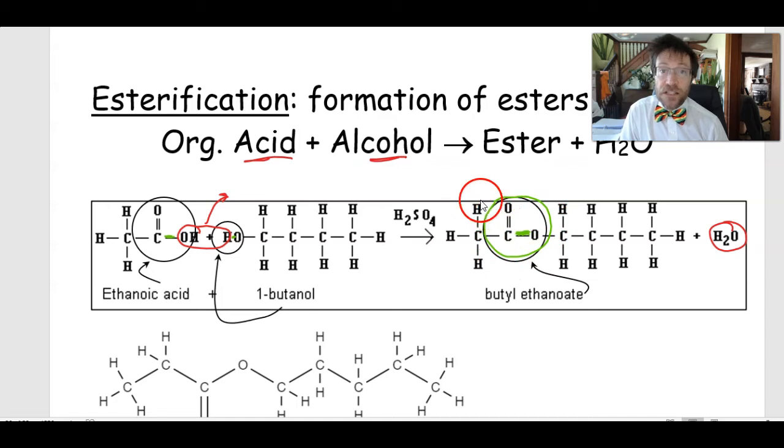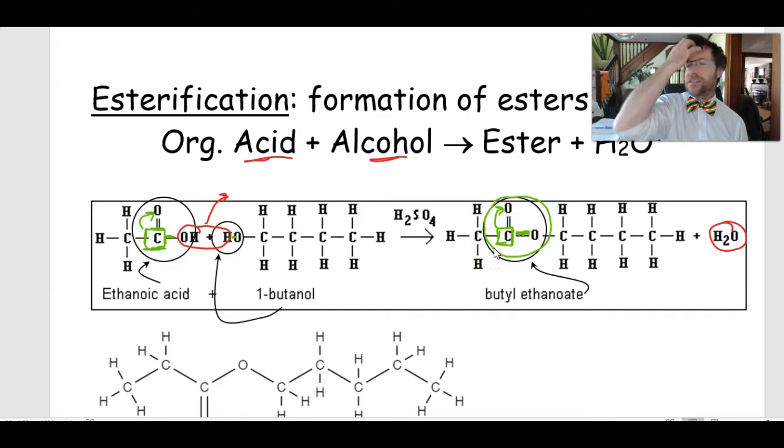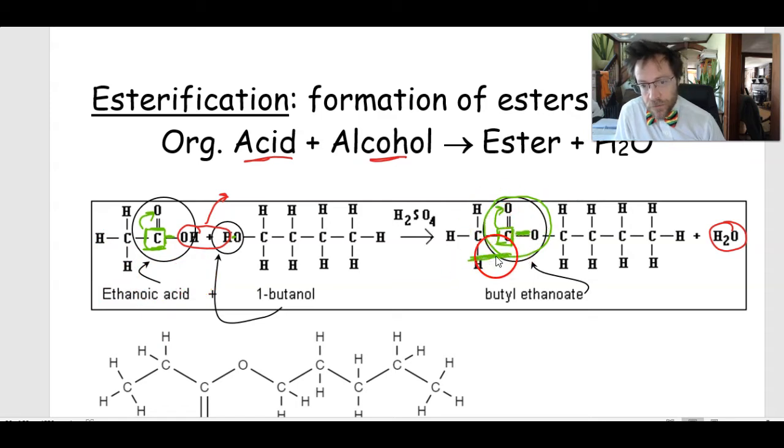Now here's what I want you to see. Over here, do you see how this carbon right here has this double bond? Well, there it is right here. Here's the carbon, and there's the double bond. The double bonded oxygen, to be clear. So when you look at this ester, this portion came from the acid, and this portion came from the alcohol.